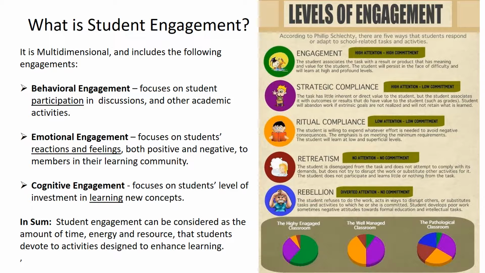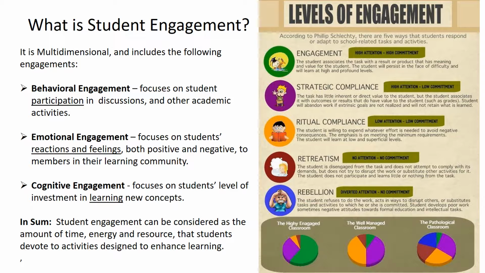designed to enhance learning. To your right, you'll see 5 different levels of engagement according to Philip Schlechte. On the lowest level, you have the rebellion level. Students at this level of engagement are not committed to the course. They do not do their work. They disrupt others, and tasks that they have been assigned to complete, they pass on to others.